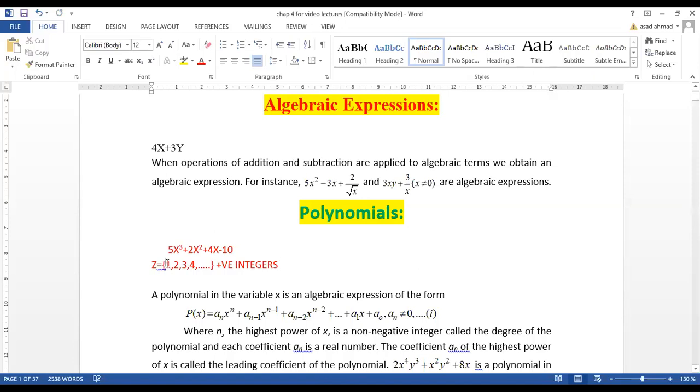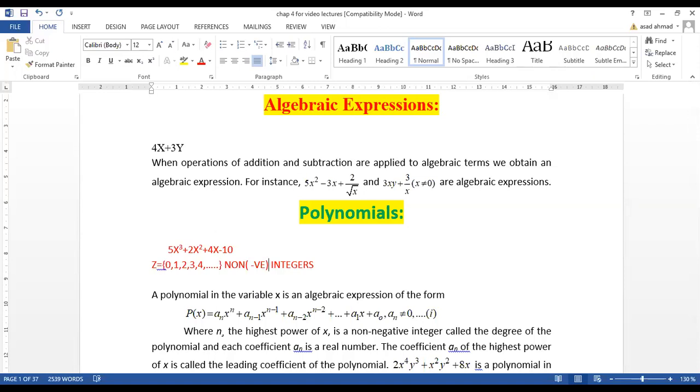If we include one more number in it, like if I just include 0 in it, this will become 0, 1, 2, 3, 4. This is again a set of integers, but these will not be called positive integers now. This will be called non-negative integers. So you will say it like this: these are the non-negative integers.